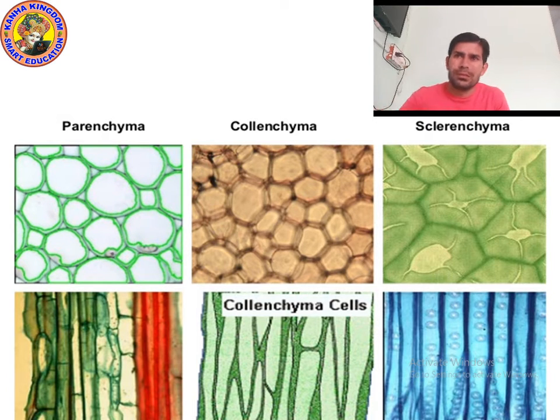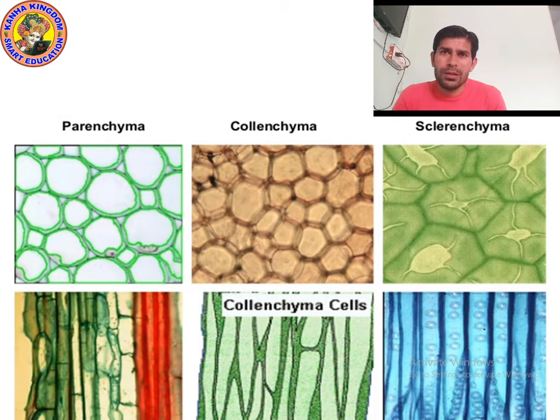Now look at this collenchyma cell, which is in brown color. There is less intercellular space, but if you look at sclerenchyma, there is no space. Parenchyma has a thin wall, collenchyma not too thick, and sclerenchyma has a thick wall cell. Parenchyma is shown in cross section, and collenchyma and sclerenchyma are in longitudinal form.